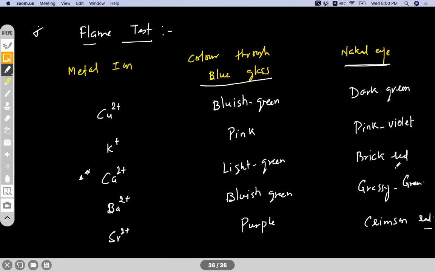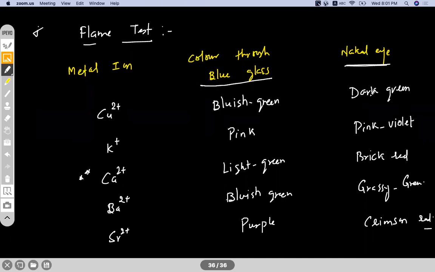Until the color is no longer visible, then what happens? We wash the apparatus, that China dish, and place a fresh mixture of the same compound with HCl into it, and again heat it in the Bunsen flame. The mixture should be moistened with HCl. Then we observe this with the naked eye and with the blue glass. Like I said, there is no defined purpose for the blue glass, and we observe this color. The procedure is not important. You need to know the ions and their colors in this test.